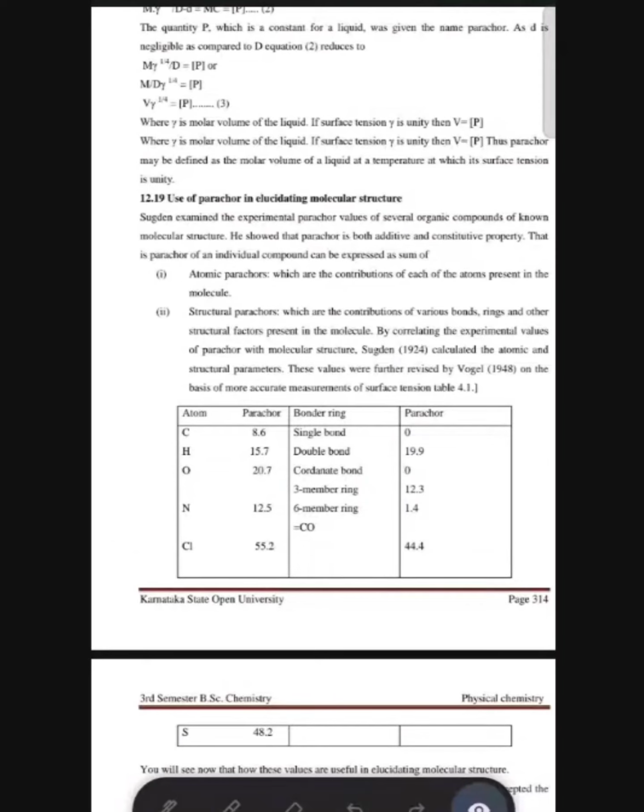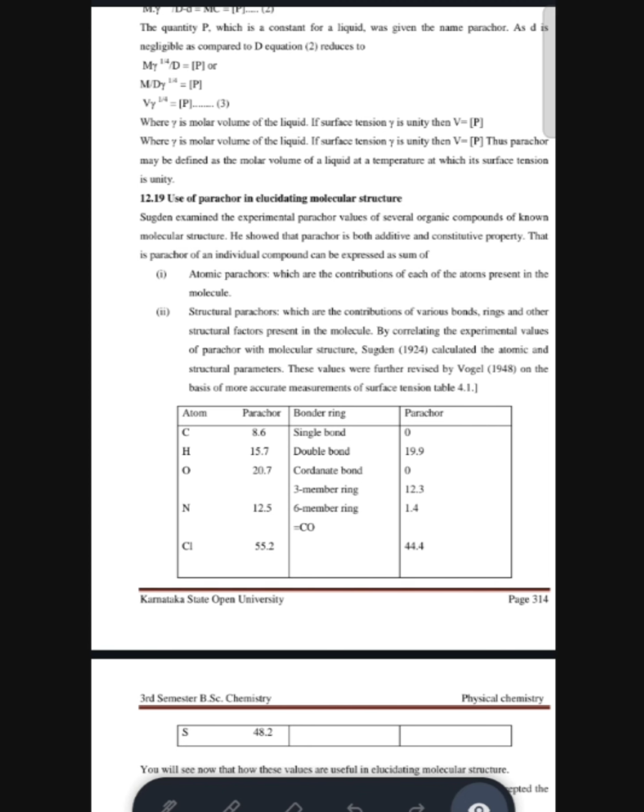So here sigma is the molar volume of liquid. If the surface tension sigma is unity, then V is equal to P. If the surface tension is unity, then volume is equal to pressure. The parachor may be defined as the molar volume of a liquid at the temperature at which its surface tension is unity. So parachor is nothing but an empirical constant.